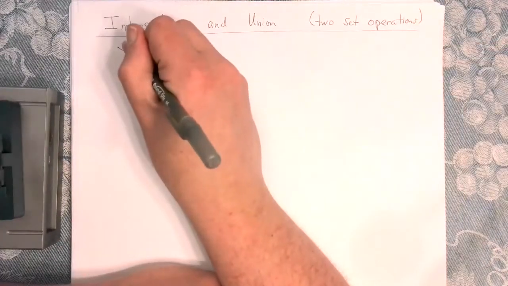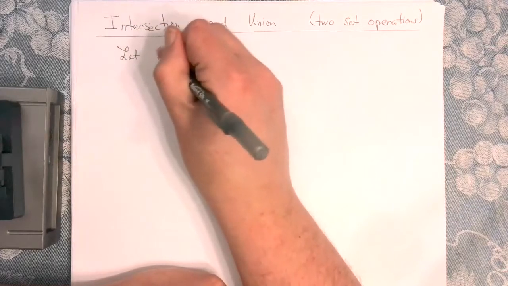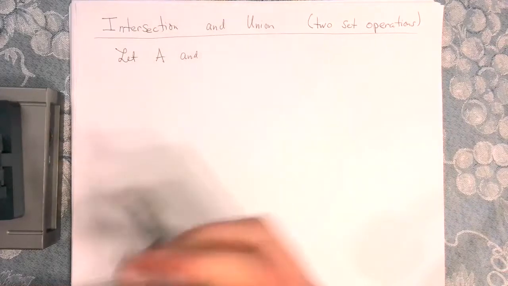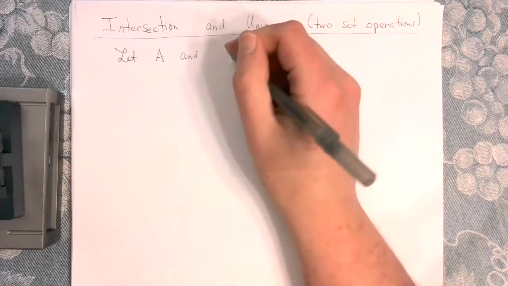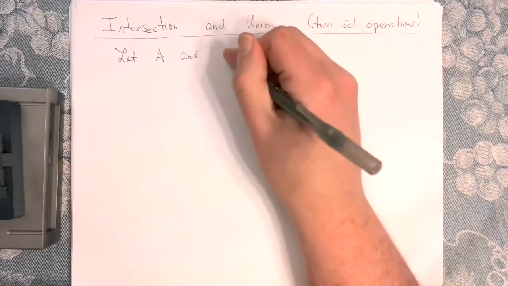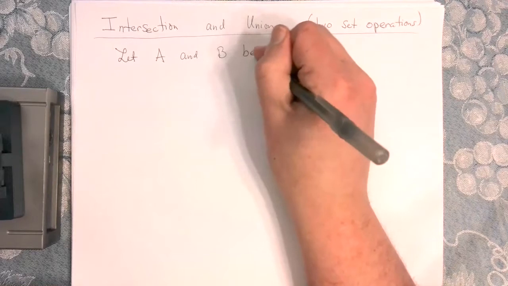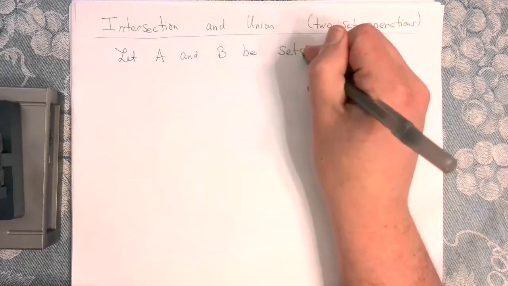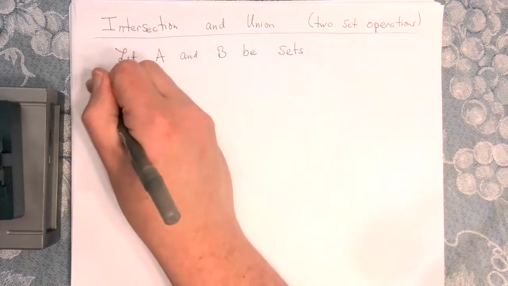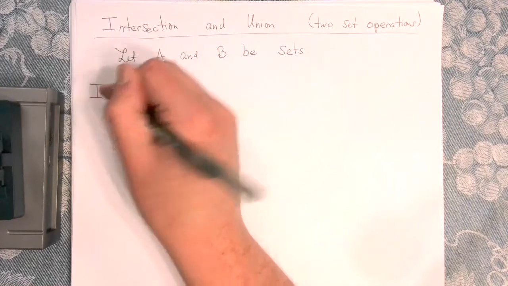Okay, so let's start with the following. I'm going to say let A and B be sets. So when I refer to A and B, we know they're sets. They're well-defined collections of objects. So one, we're going to define the intersection.